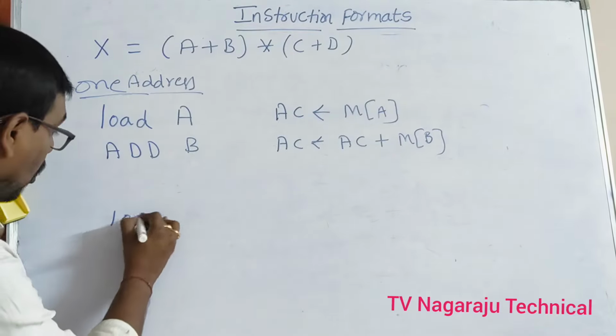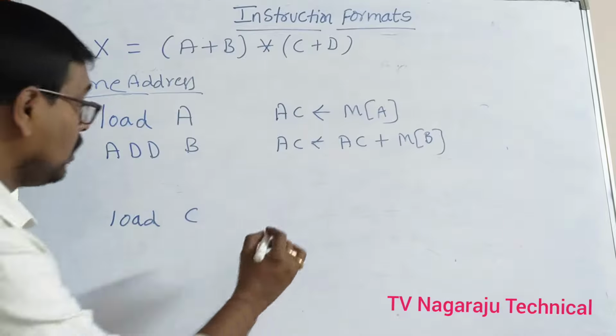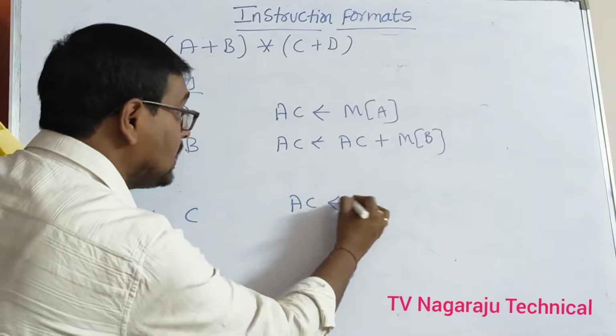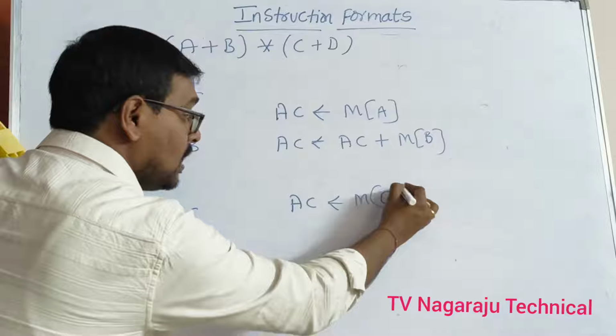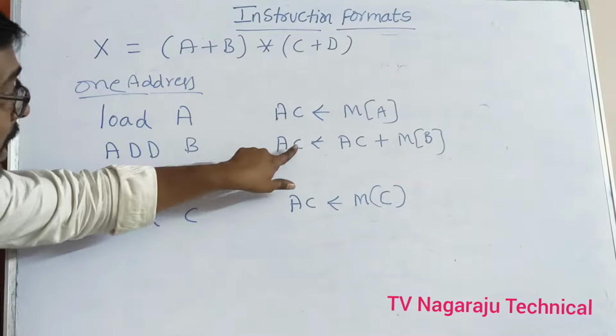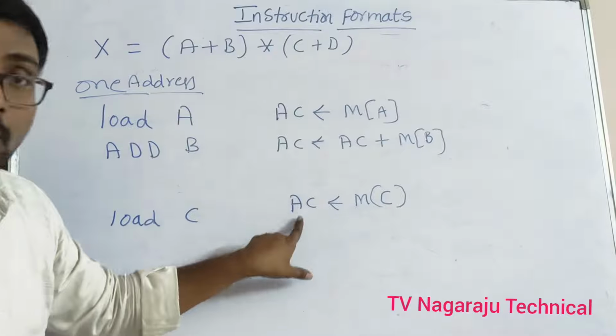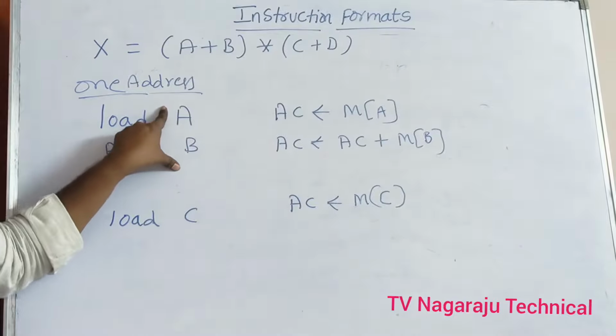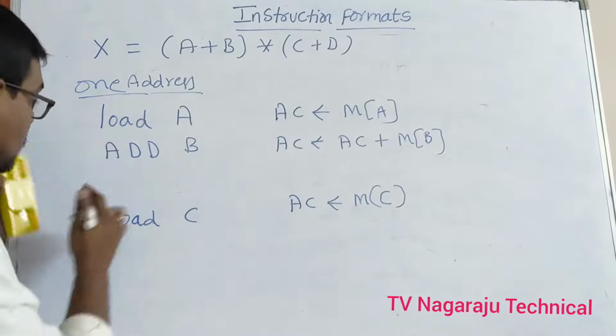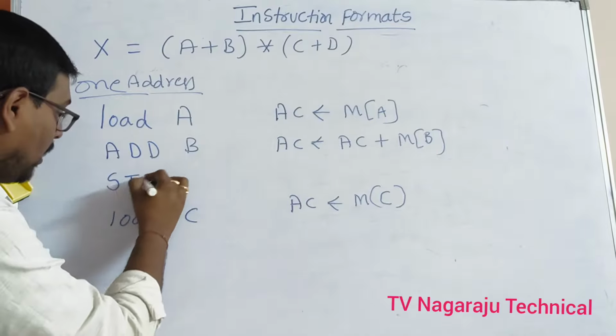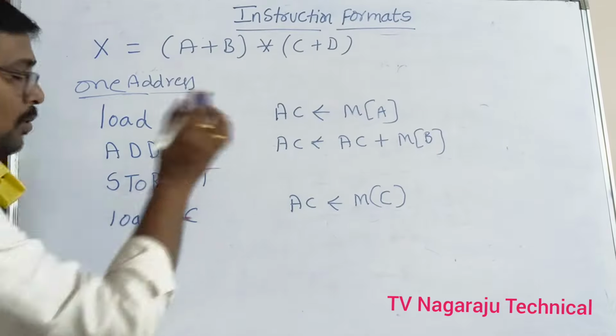Now, LOAD C. What you need to do? Simply AC ← M[C]. Meanwhile, I lost the previous answer. Whenever you copy C into AC, you lose the answer A + B. That is the reason I am storing it into some temporary variable.